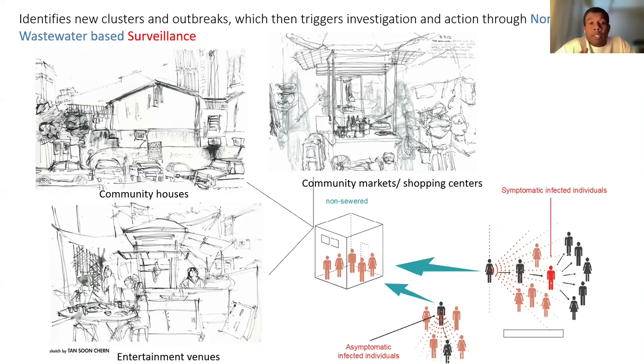Then also these non-sewer wastewater surveillance can segment it facility-wise, as seen in this illustration. We can look at the community markets, shopping centers, community houses, entertainment venues, and then look at these individual locations in the community. When these locations are non-sewered settings, we can identify symptomatic and asymptomatic transmission dynamics within that community.